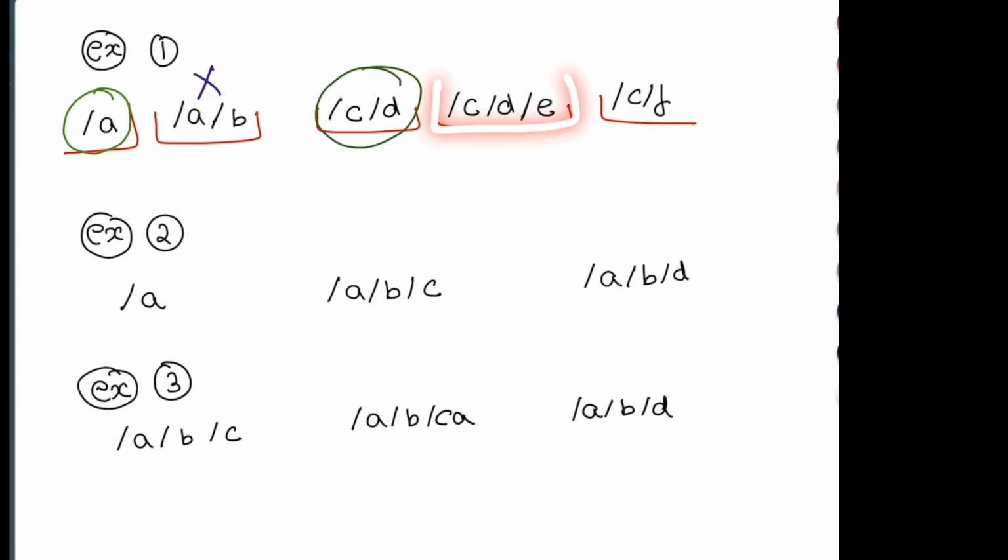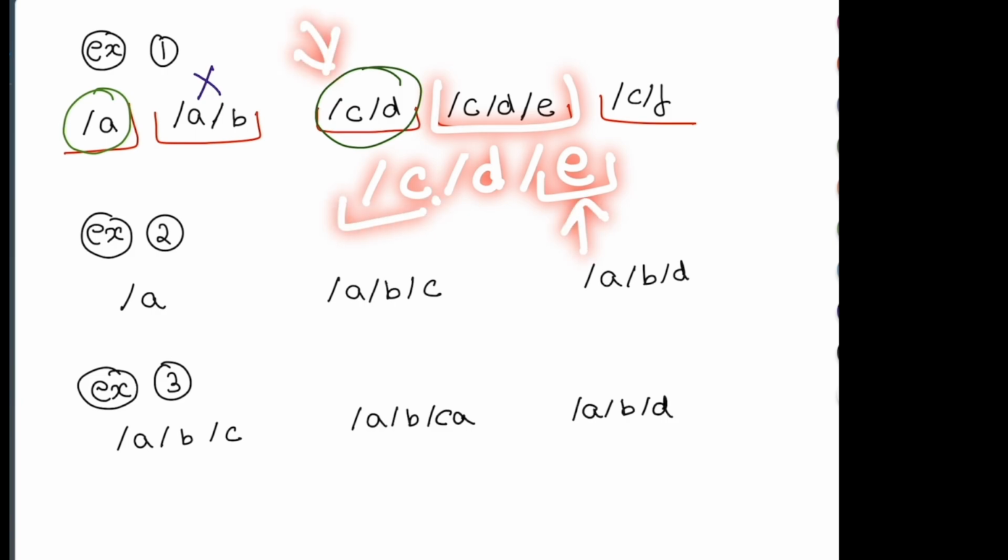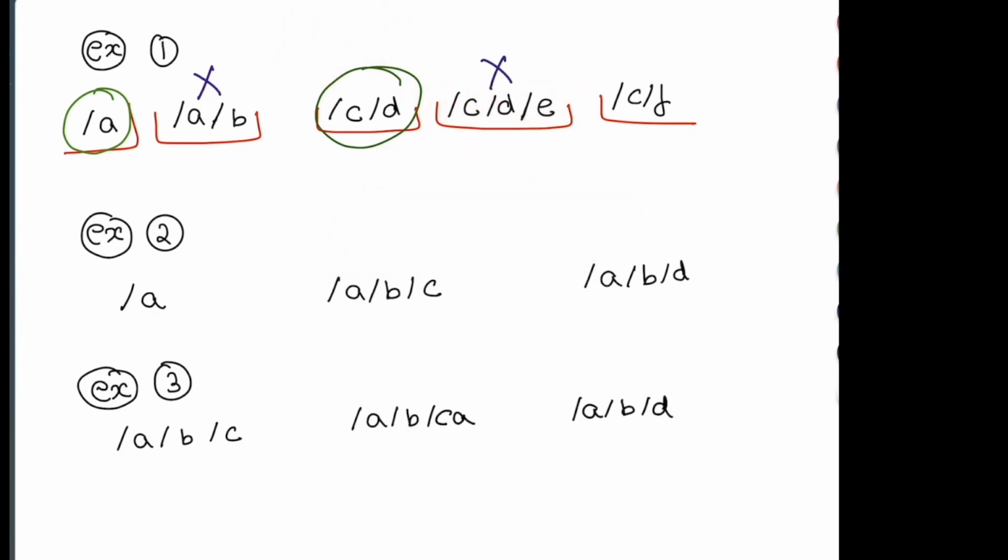Now the next folder is slash C, then you have slash D, then you have slash E. This is our folder which is within slash C slash D. We have slash C slash D already as a folder. So this is nothing but a subfolder, right? So we have to ignore this one. We will not keep it in our output.